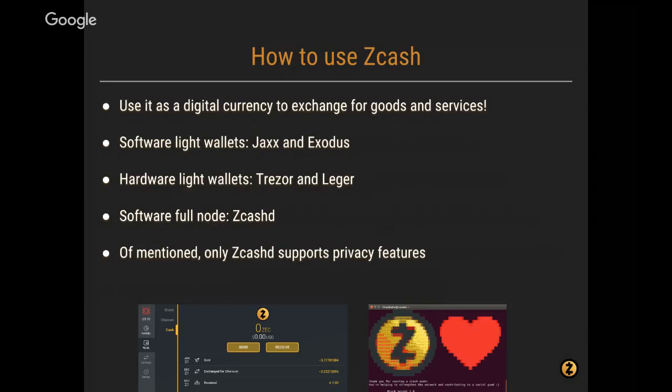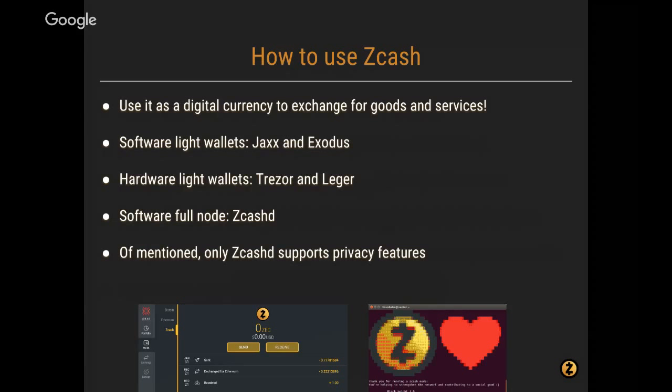I recommend Jaxx personally because it has cross-platform support. You can download it on Android, iPhone, or across a bunch of operating systems for desktops, and it's just very simple and easy to use. Exodus is only available on various desktop operating systems, but it has really slick graphics and cool accounting features, which makes reporting your transactions easier if you use cryptocurrencies often.